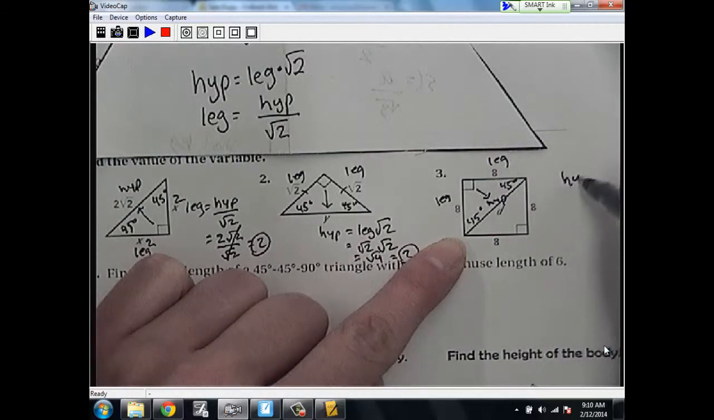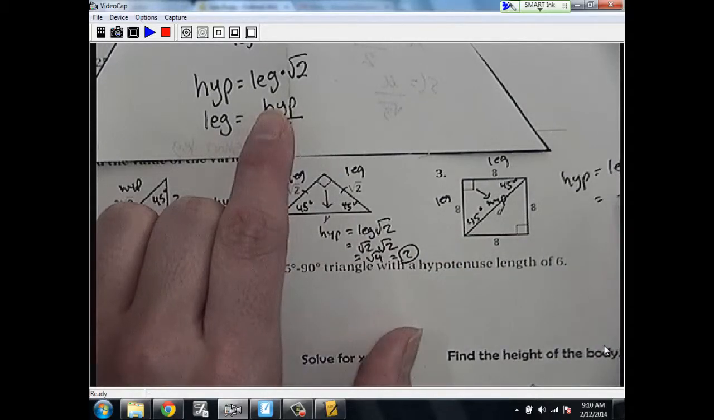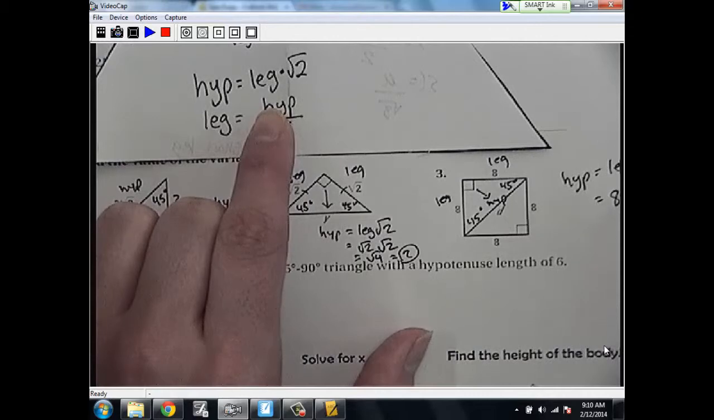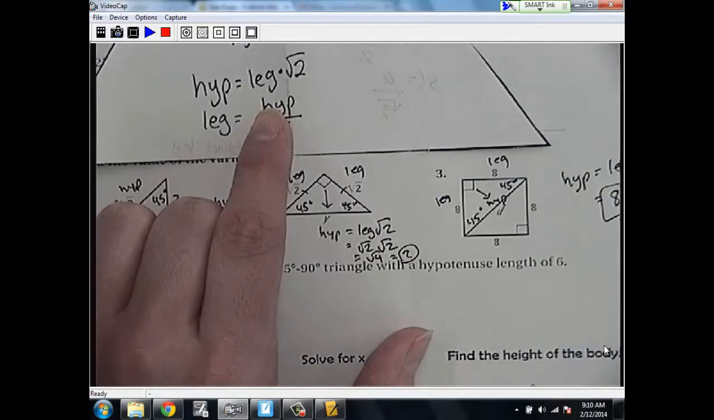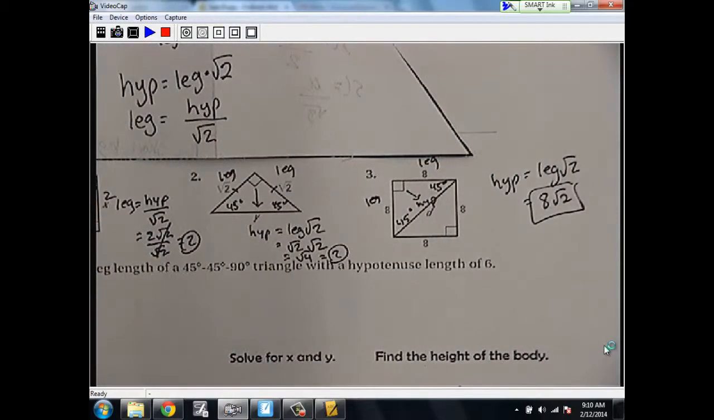How do we find a hypotenuse? Leg times the square root of 2. Yep. So our leg is 8 times the square root of 2. Oops, you can't see it. 8 square root of 2. That's it.